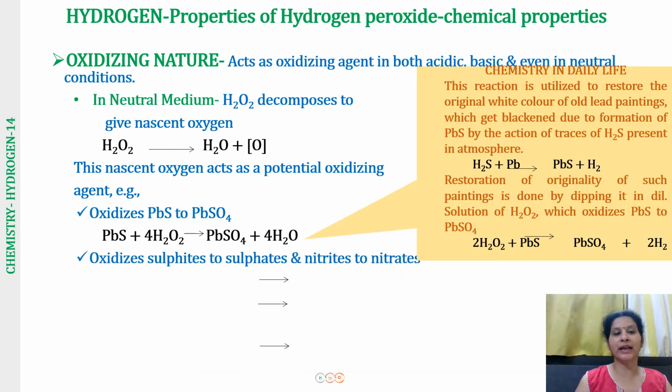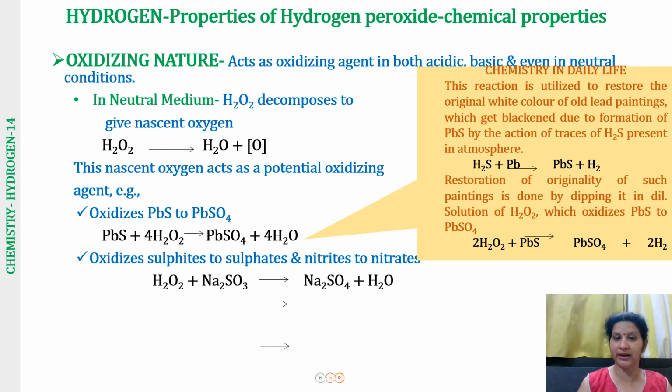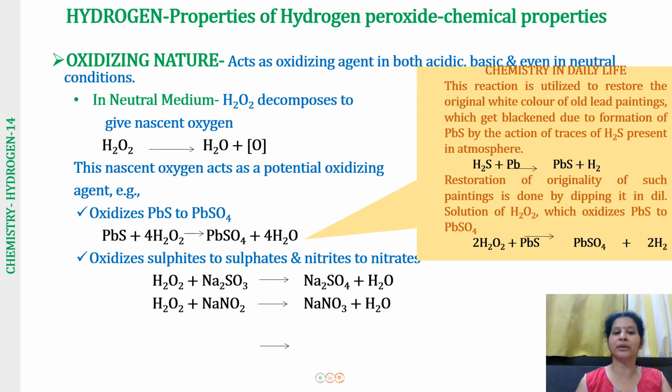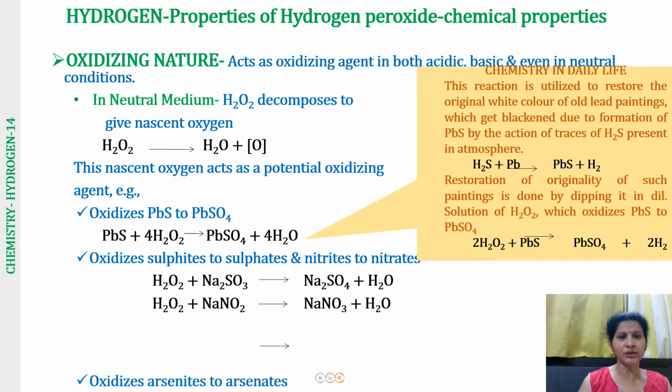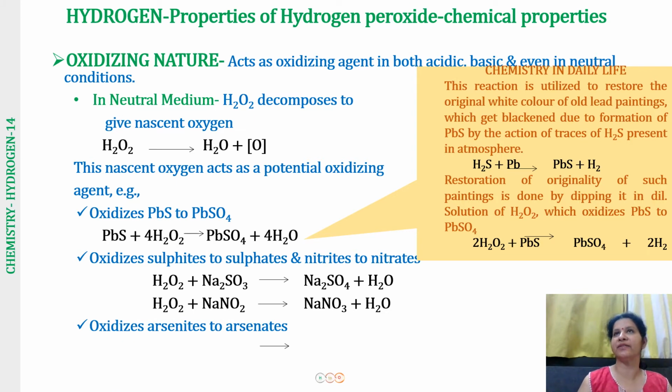Fine. So next we have the oxidation of sulfides to sulfates and nitrites to nitrates. For example, when H2O2 reacts with sodium sulfide, it will form sodium sulfate, and when it reacts with sodium nitrite, it will form sodium nitrate. This is one example. It can be any other metallic sulfide or nitrite. So remember, it is sulfides to sulfates and nitrites to nitrates.